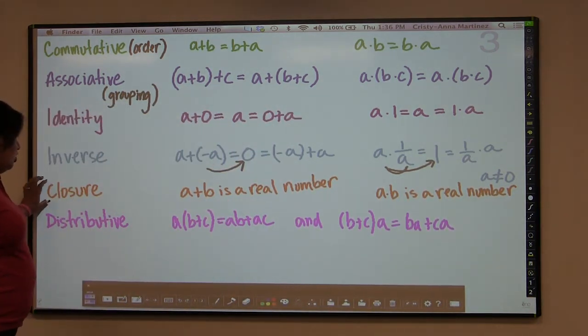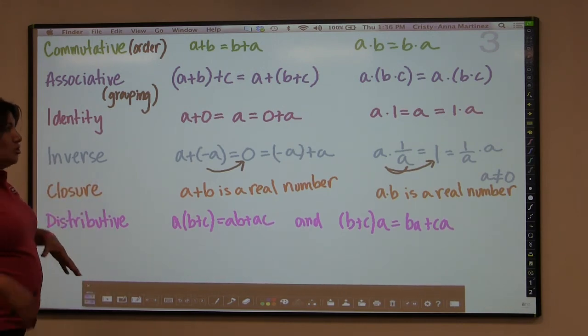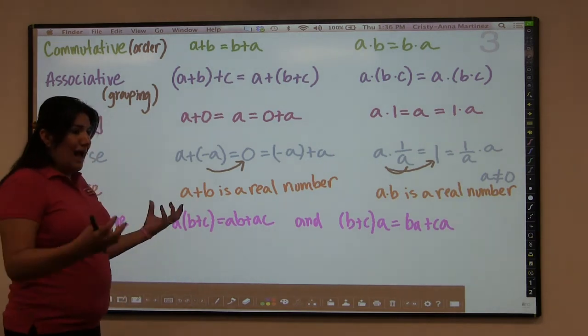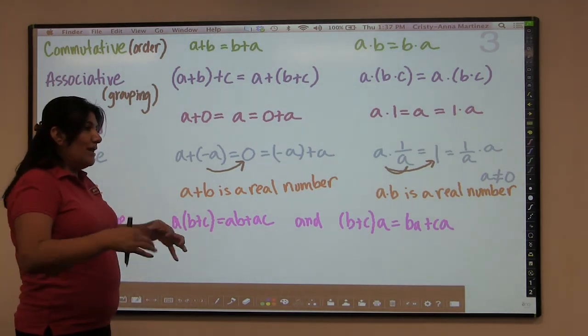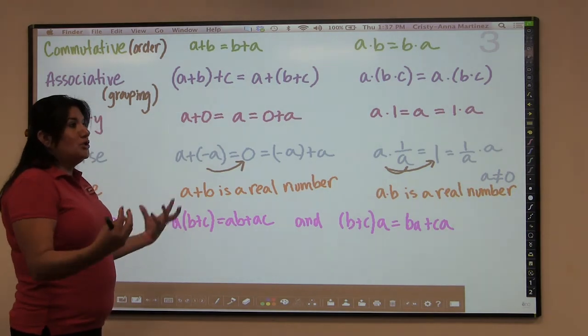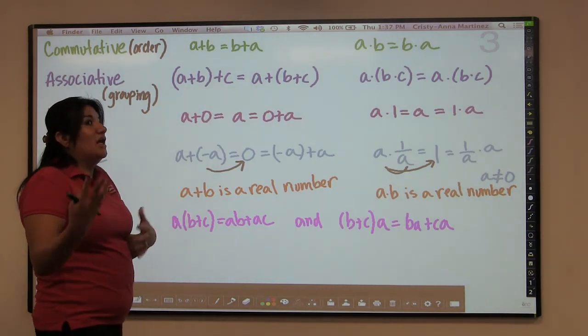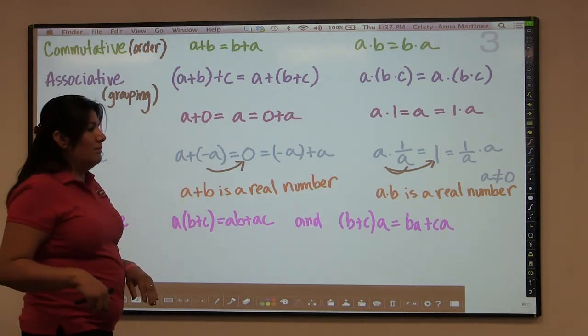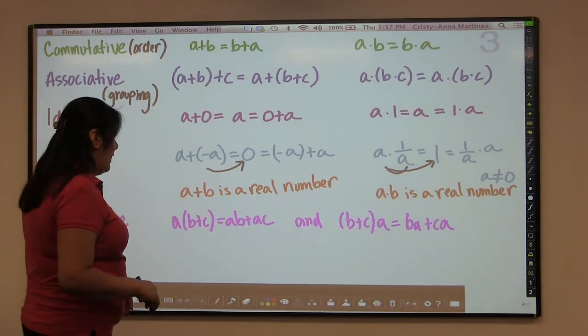Closure. Closure is an interesting one. Closure just means that since we're talking about real numbers, if A and B are both real numbers, when you add 2 real numbers together, you'll get another real number. So when you add 2 real numbers together, it's impossible to get an imaginary number. And that's basically what closure means. When you multiply two real numbers, then you will get a real number back.